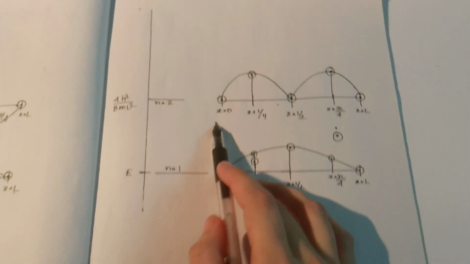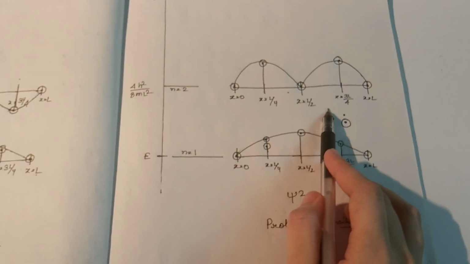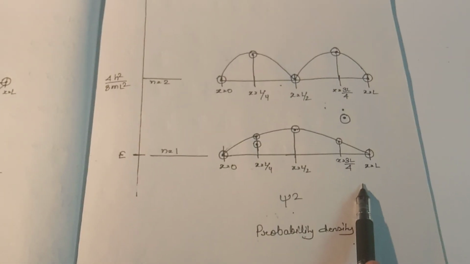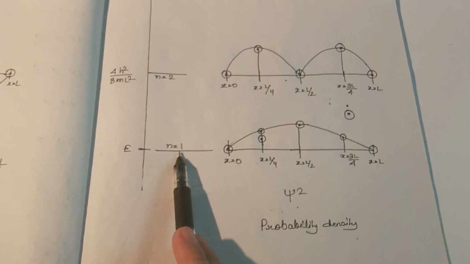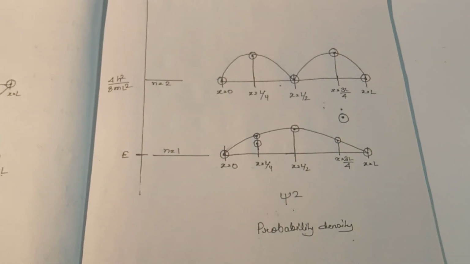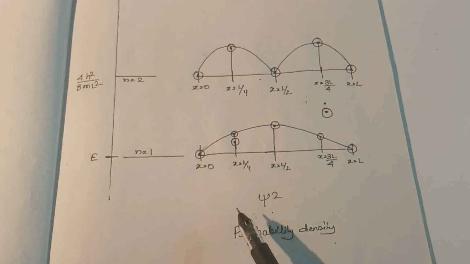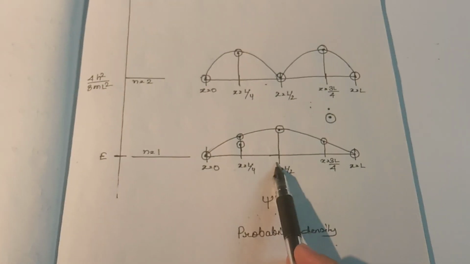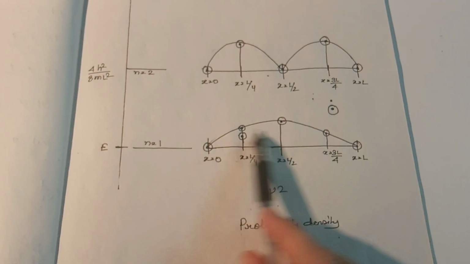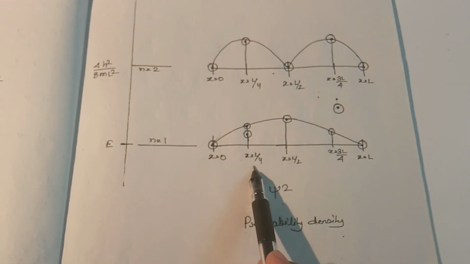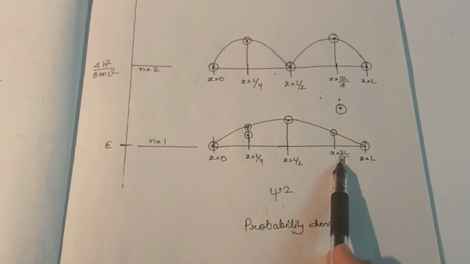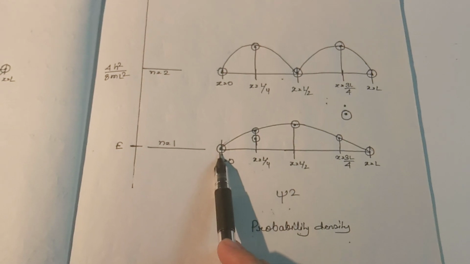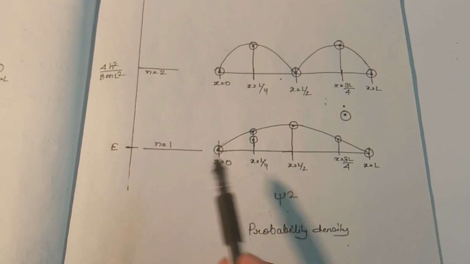So the nature of psi square will be like this. Now we can say the probability of finding the particle when the energy level is n is equal to 1, that is the lowest possible energy possessed by the particle when it is kept inside the box, is that the probability of finding the particle at the middle of the box is higher than at L by fourth position or 3 by fourth position of the box, and it is equivalent to 0 at the wall of the container.